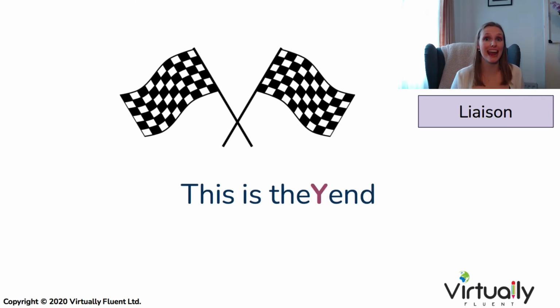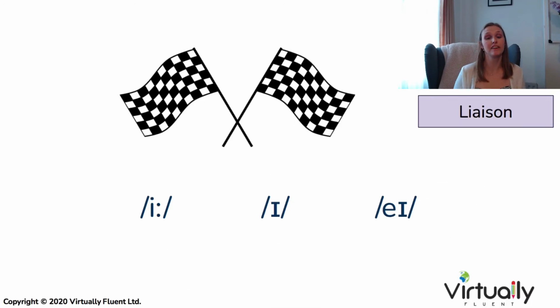And our final example is this is the end. Again, you can hear an extra y in here. This is the end. And when our final sounds tend to be I, E or A, then we would have this extra Y. So those are the liaison sounds, so we introduce extra letters. We've got that R, the W and the Y being inserted.